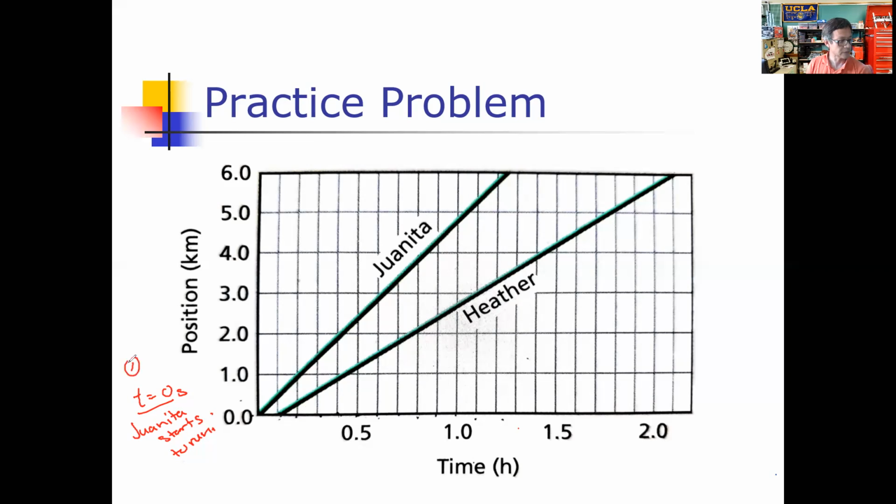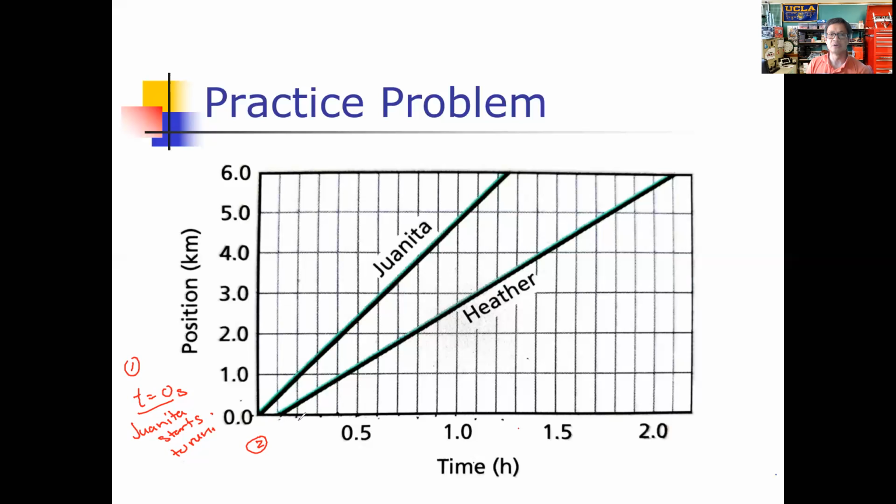Question number 2 then is, if Juanita starts at 0 seconds, when you start the time, does Heather start at the same time? And the answer here is no. So if you take a look at when, not where. Question number 2 is asking about when Heather starts. Heather waits. There is a delay of about 1/10 of an hour. So you have here then 1/10 of an hour.